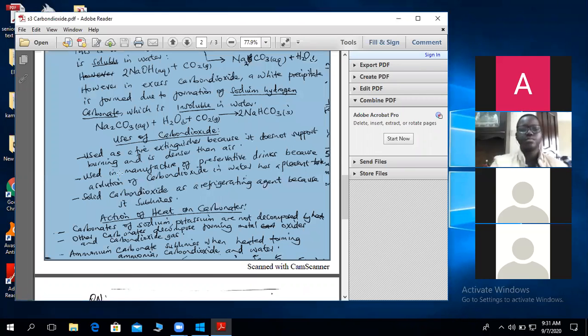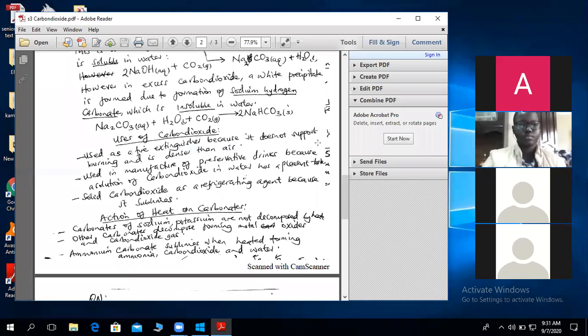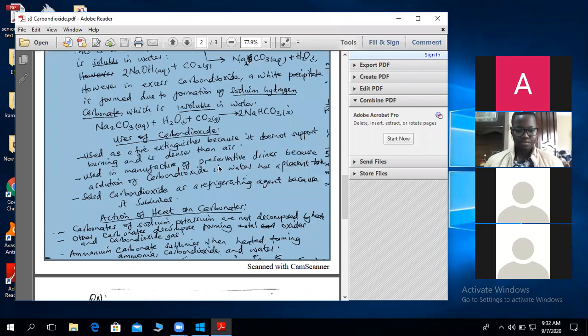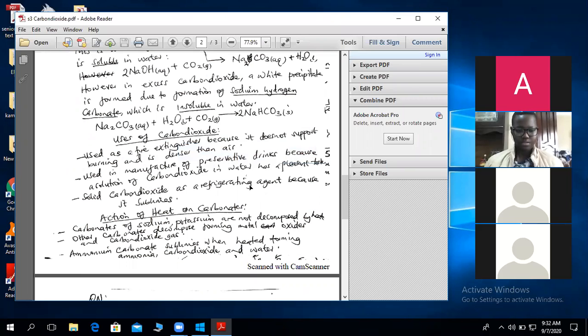It is used in the manufacture of preservative drinks, for example, soda. When you open soda, there is that first sound that you hear, and you see the bubbles of the gas coming out. That gas is carbon dioxide. Why is carbon dioxide used in drinks like soda? The property is that it has a pleasant taste.